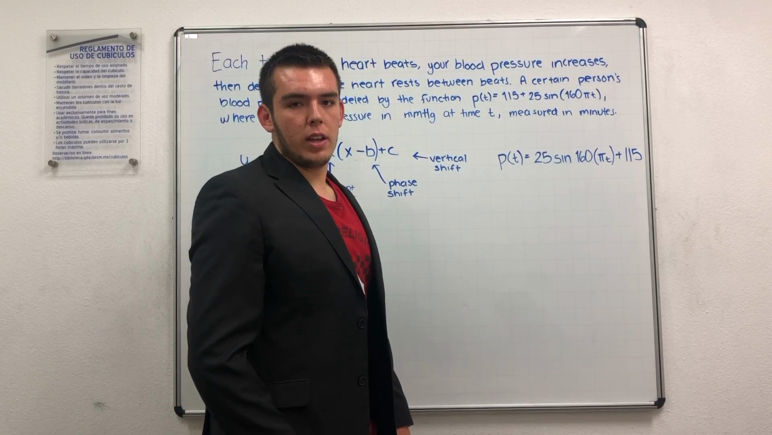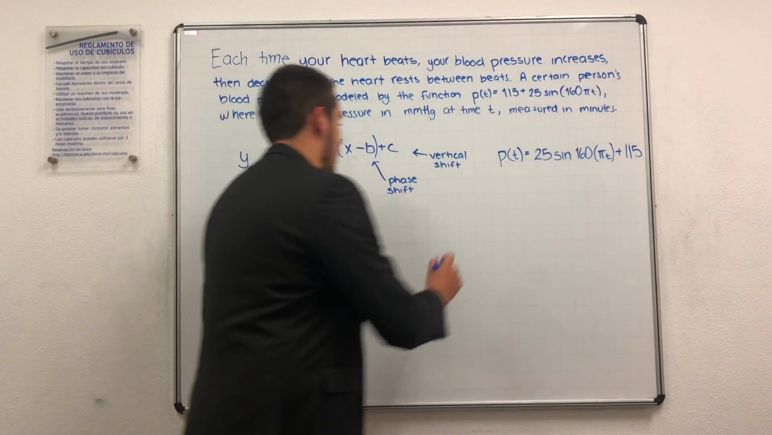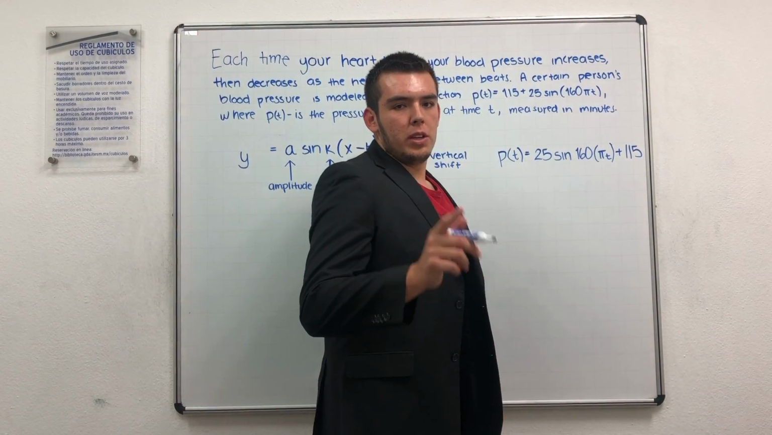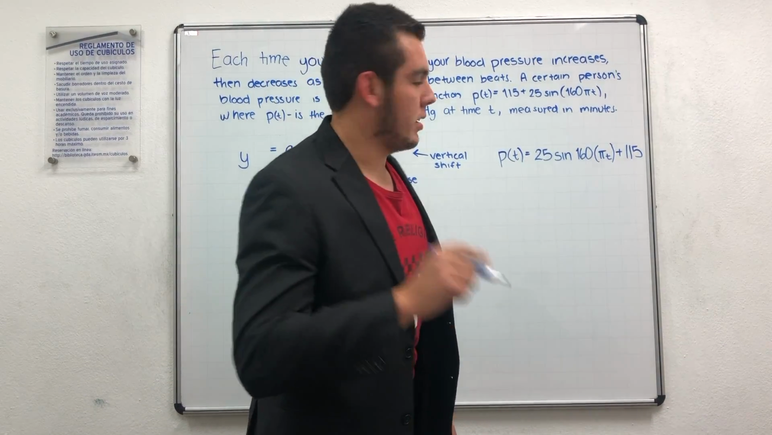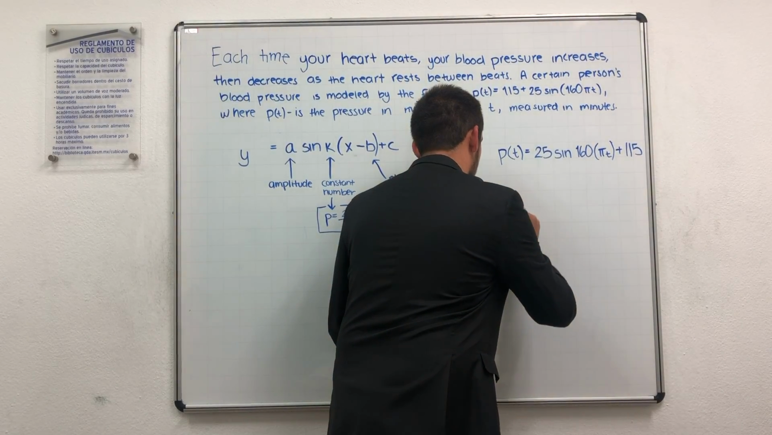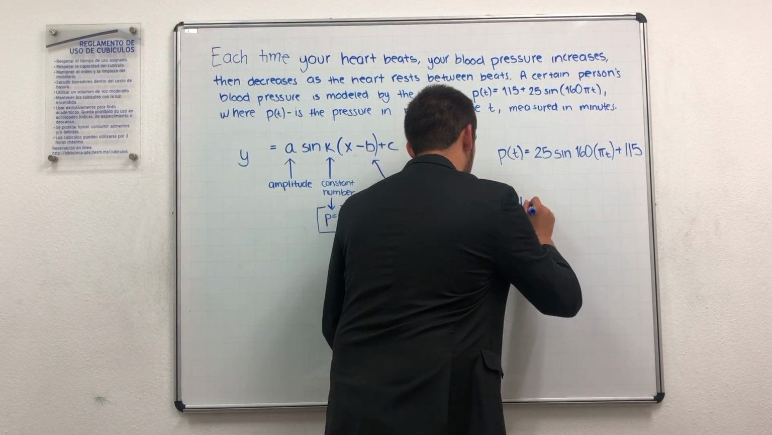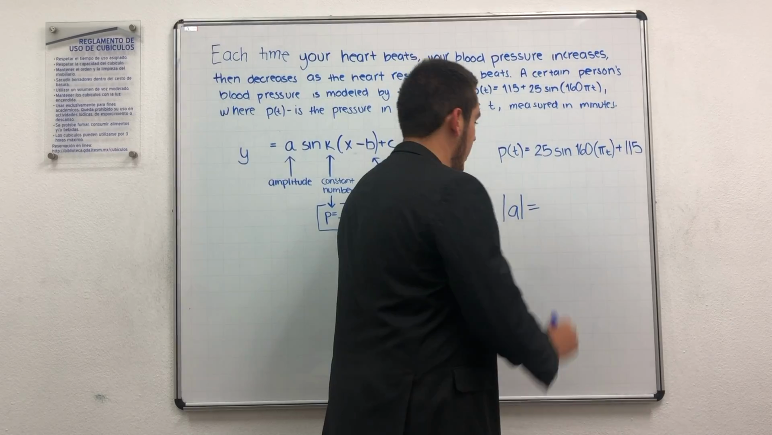First, we're going to calculate the amplitude. For the amplitude, we need the value of A. Important: the absolute value of A. So, the absolute value of A equals 25.